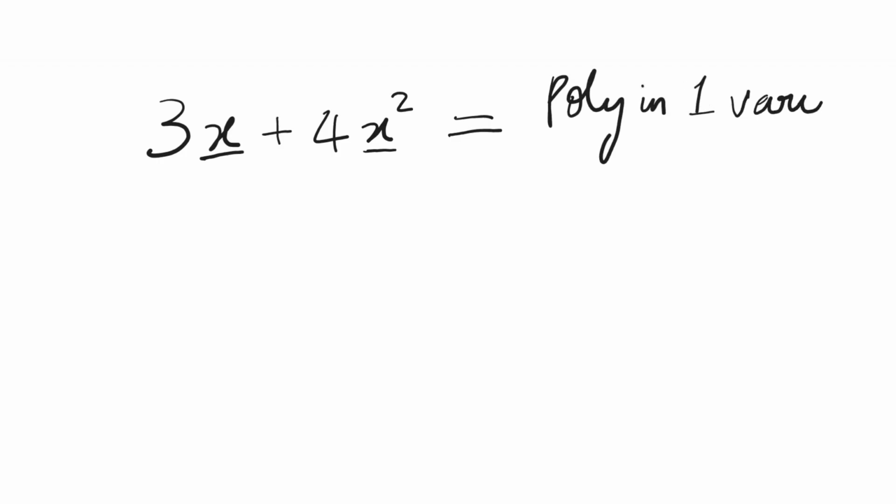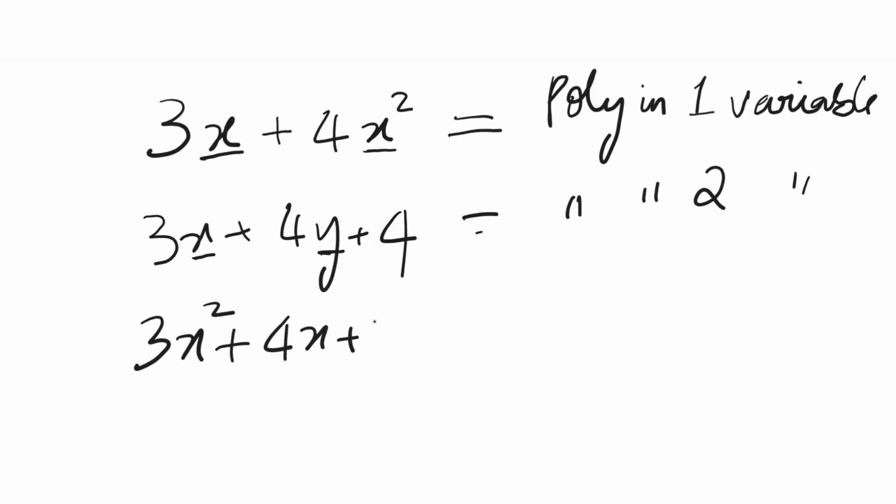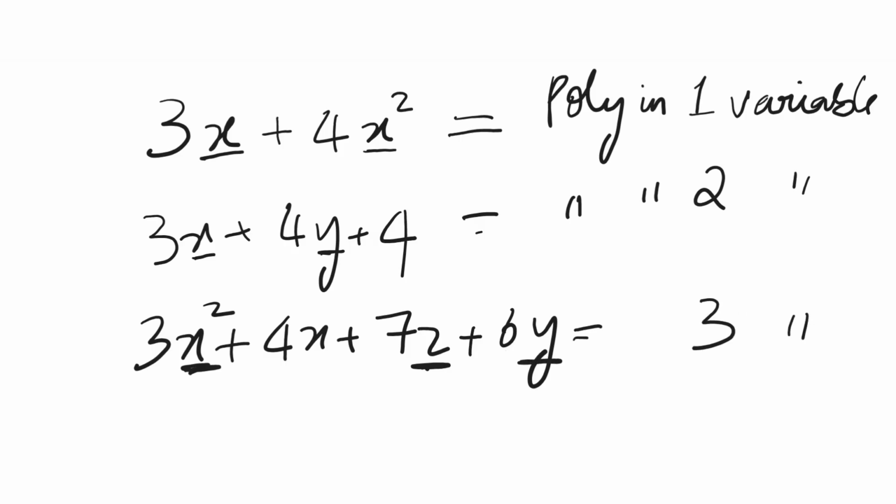Let's say I have 3x plus 4x squared. Now this is a polynomial which is using only one variable or only one alphabet. So this becomes a polynomial in one variable. Okay. And if I have 3x plus 4y plus, this becomes a polynomial in two variables. Okay. So because I have x and y, these two are different alphabets, they are not the same, hence it becomes polynomial in two variables. Let's say I have 3x plus square plus 4x plus 7z plus 6y. This is a polynomial in how many variables? We have 1, 2, 3 different variables. So polynomial in 3 variables. Okay. So this is polynomial types based on the number of variables.